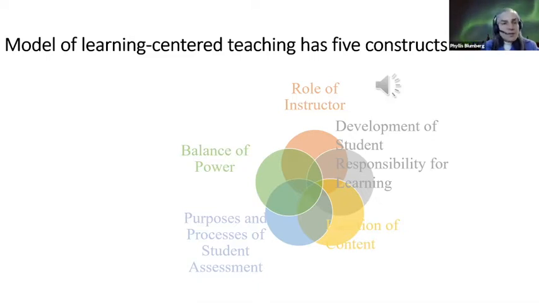Moving to the third one, the function of content. This is way more than covering content. Getting students to be engaged with the content, how to learn within different contexts, and how to organize content to learn is what the function of content is about. The purposes and processes of assessment deal with how to do it, why to do it, and using formative feedback, which is very important. The last one is the balance of power, and that's probably the hardest of all for most faculty to implement. It's also usually not respected that much.